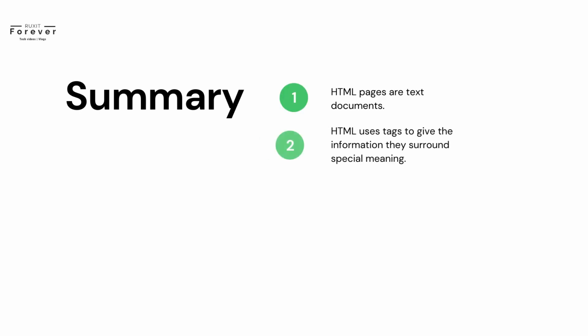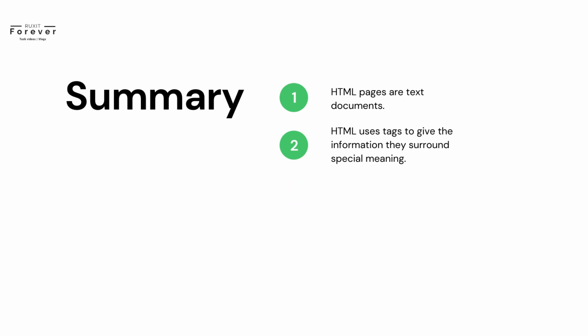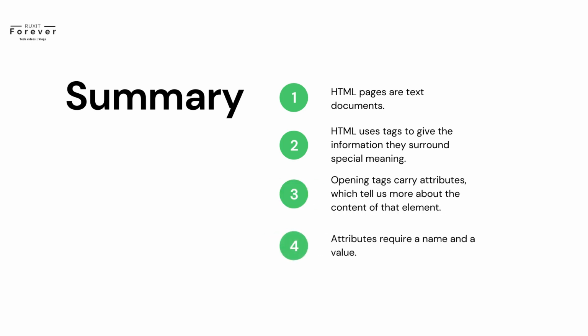Now time to recall the chapter. HTML pages are text documents. HTML uses tags, characters that sit inside angled brackets, to give the information they surround special meaning. Opening tags can carry attributes, which tell us more about the content of that element. Attributes require a name and a value.